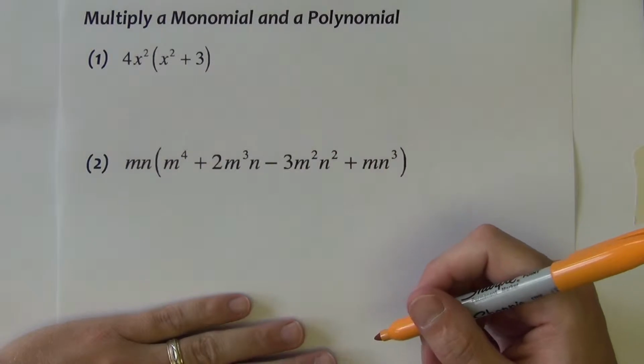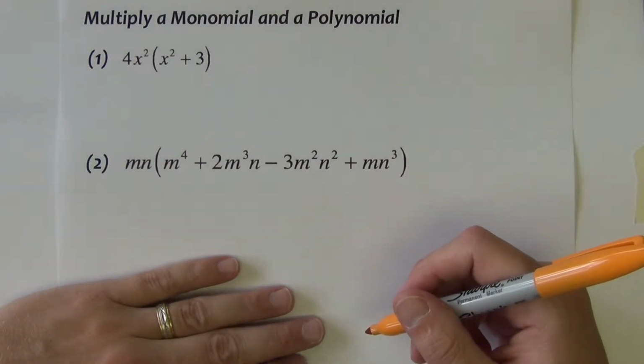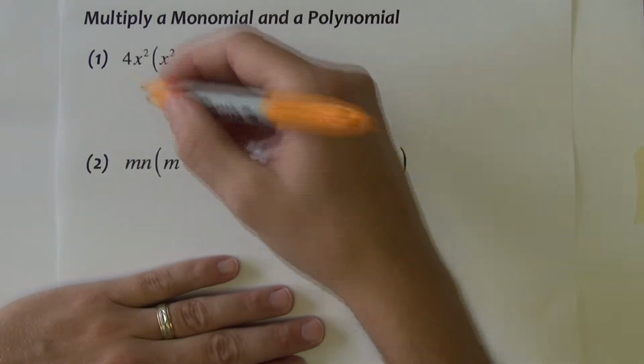First type of problem we'll look at is how do we multiply a monomial and a polynomial together. And this is really not necessarily new information. We've done this sort of thing before. We're going to use distributive property.